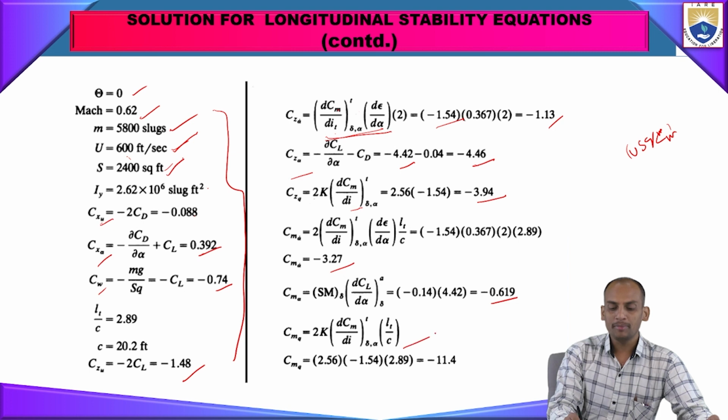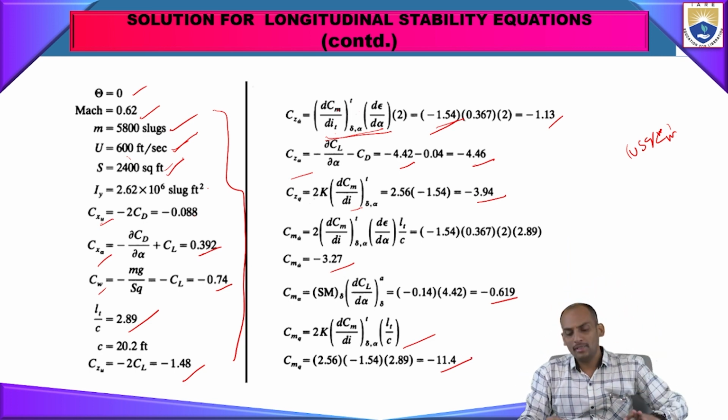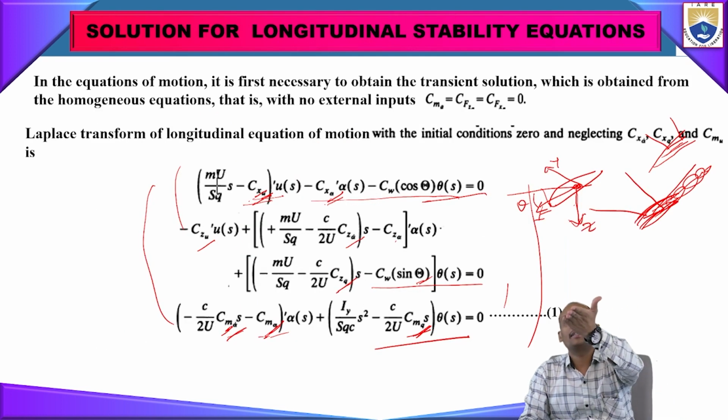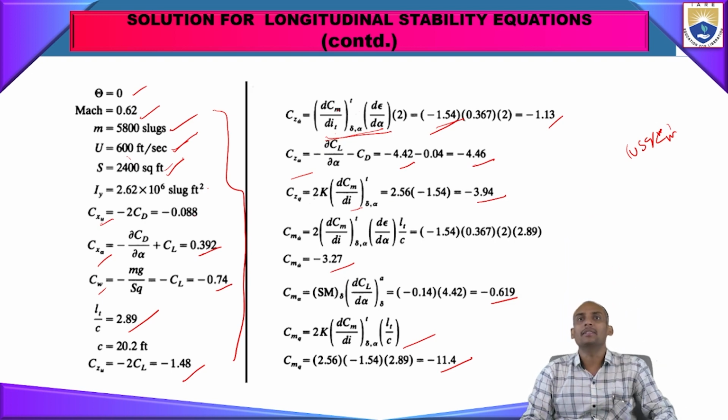And the CMQ is what? 2K into dCM by d-epsilon into LT by C. The dCM by d-epsilon value we already got, that is 1.54, and LT by C we have taken from here. So if you substitute that value, we will get minus 11.4. So we got each and every value required in this equation. Every value we get from that explanation of values we have given here.